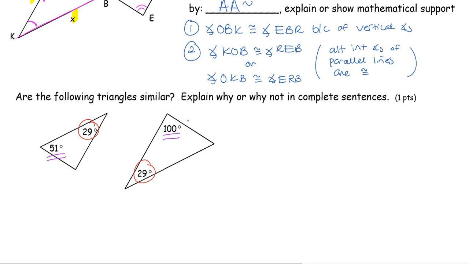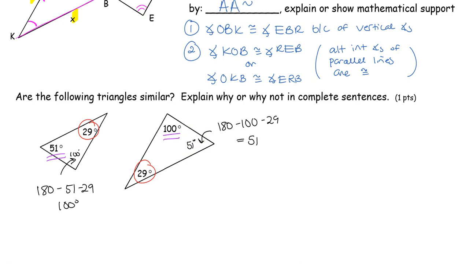So when we look at this, we have to check all corresponding angles. How do I know 51 and 100 are corresponding? We have 3 angles in a triangle, so we have to find those third angles. So 180 minus 51 minus 29 is going to give us 100. Oh, that might be looking familiar. Over here, 180 minus 100 minus 29 is going to give us 51. So this question can be a little deceiving.